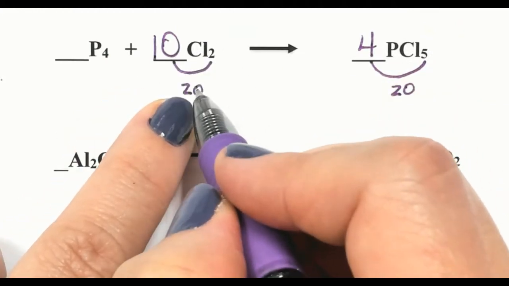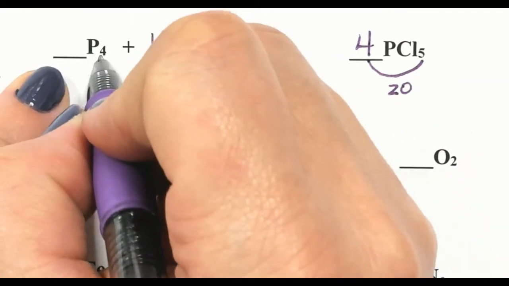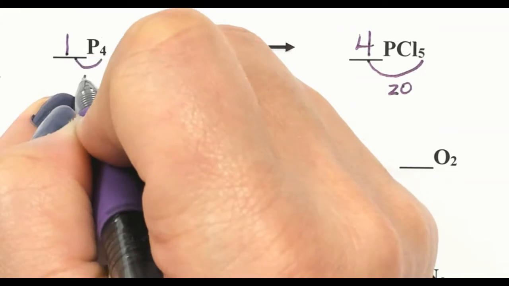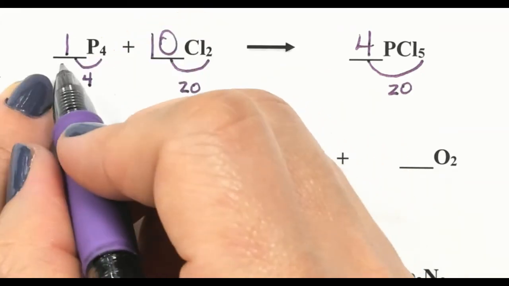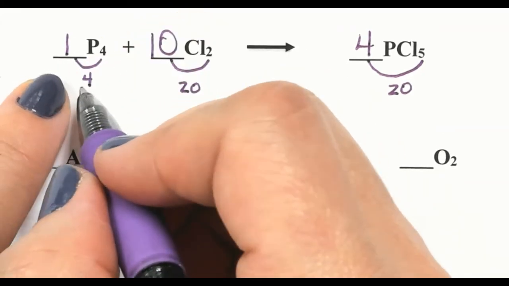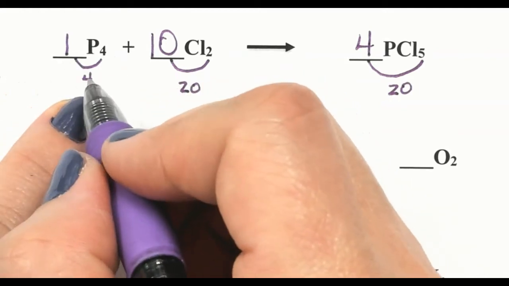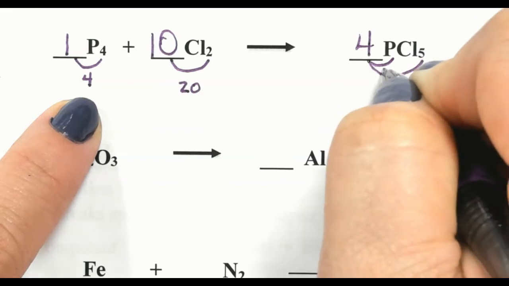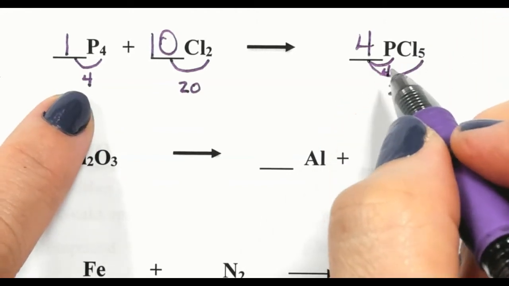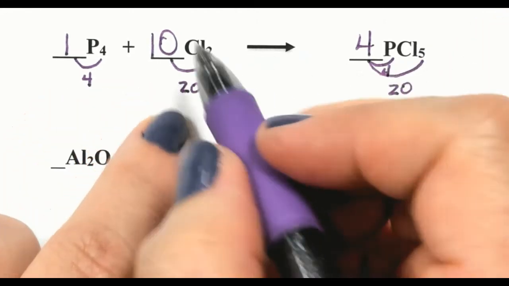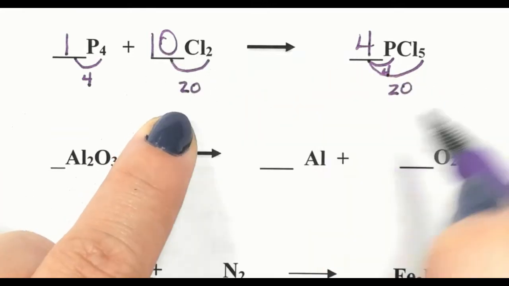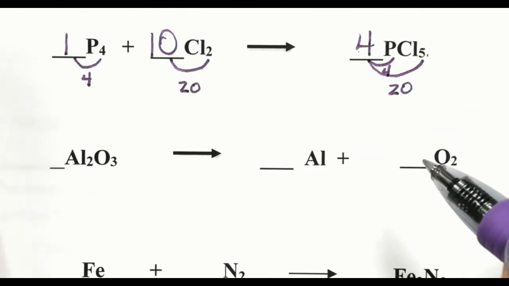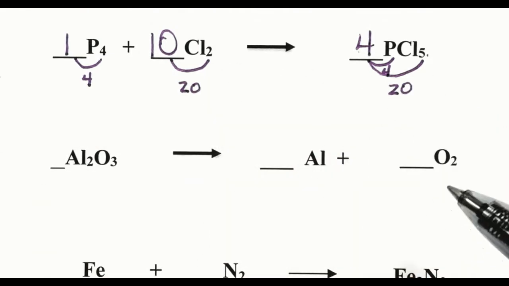Let's make sure everything is balanced now. I have 4 phosphorus, 4 times 1 is 4 phosphorus. You can leave it blank or you can put the 1, either way. So 4 times 1 is 4 phosphorus, and over here I have 1 times 4 is 4 phosphorus. So we have 4 of those, we're good. And then here we have 2 times 10 is 20, 5 times 4 is 20. So now I have an equal number of phosphorus and chlorine on both sides of the equation.